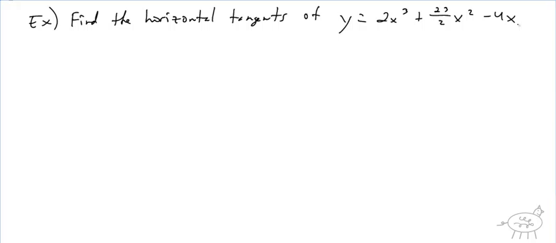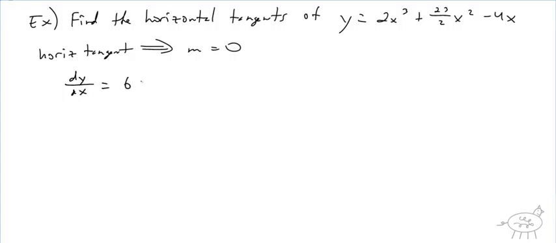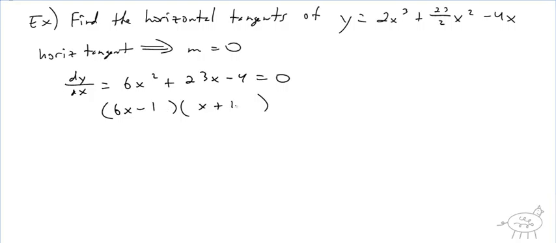Well, do you guys remember a horizontal tangent is what? Where the slope equals 0. So let's take the derivative of it. dy dx is equal to 6x squared plus 23x minus 4, and set it equal to 0. It's quadratic. This one actually factors nicely, and if it didn't, you'd use the quadratic formula. 6x minus 1, x plus 4 equals 0. So x is 1/6, and x equals negative 4.